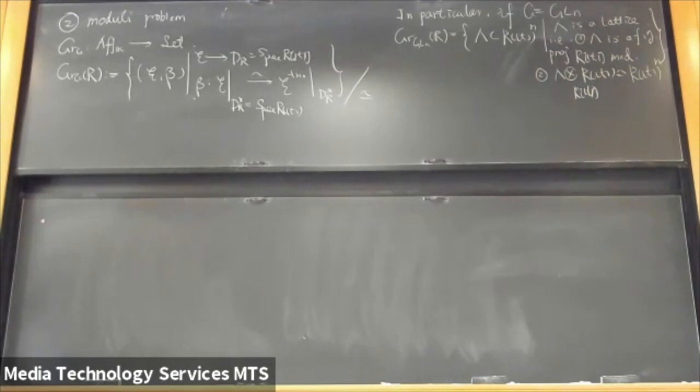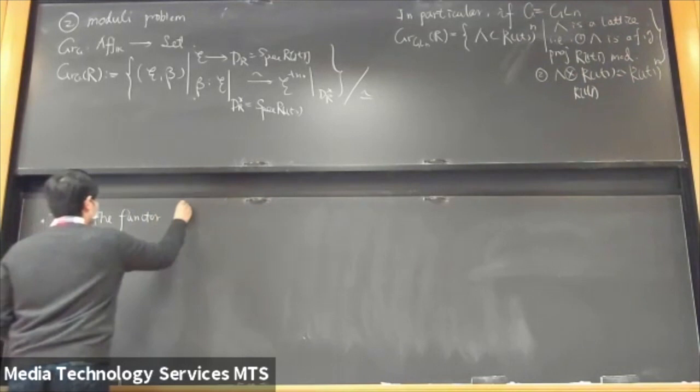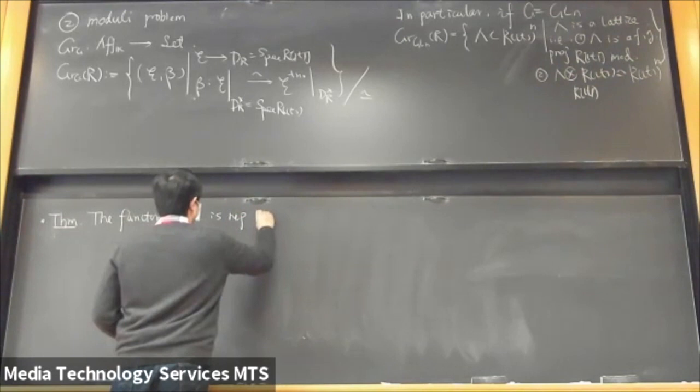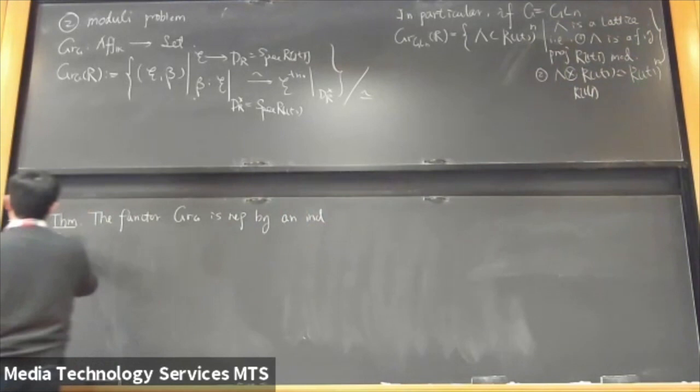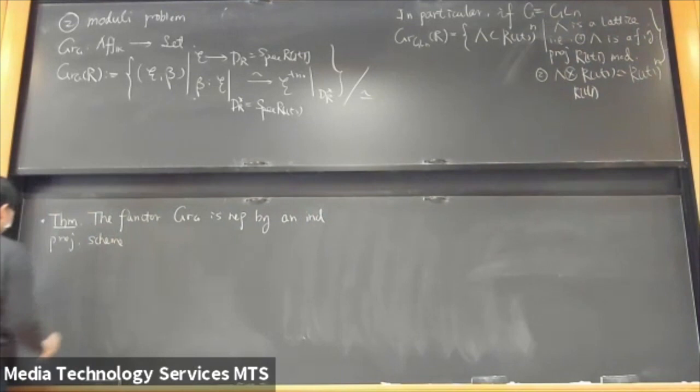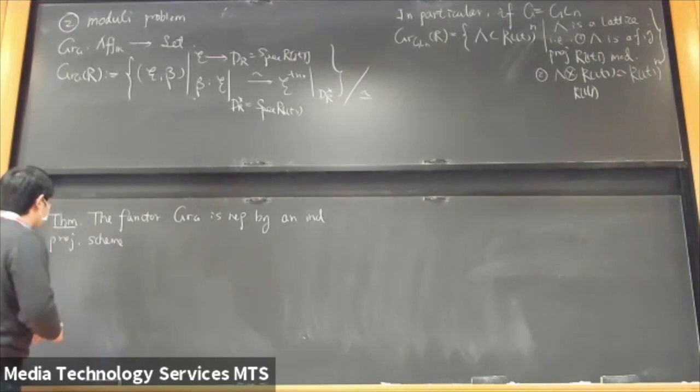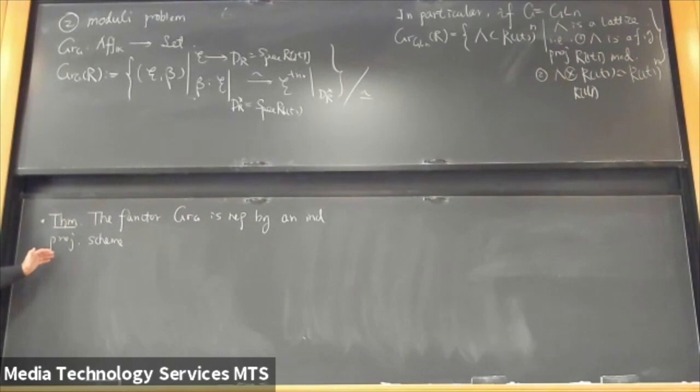Now we want to take a closer look at the moduli interpretation of the affine Grassmannian. Theorem: this functor Gr_G is representable by an ind-projective scheme. The proof of this theorem is already pretty involved in the equal characteristic case. And in the mixed characteristic case, this is actually a very celebrated theorem of Bhatt and Scholze. There's really no time for me to give you a complete proof, but I think it's better to give a sketch which sheds some light on the structure of the affine Grassmannian. So I'll give a very sketchy proof.